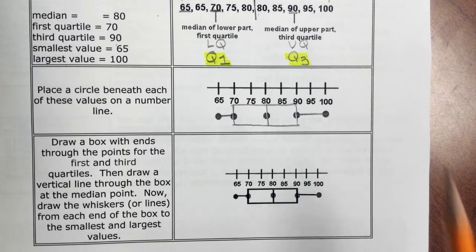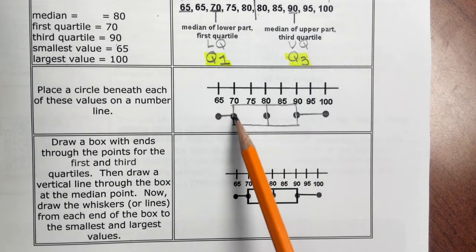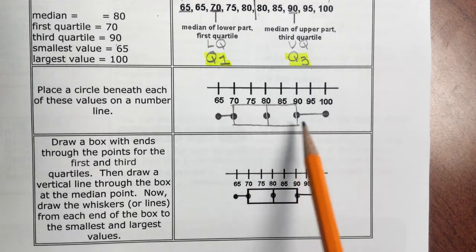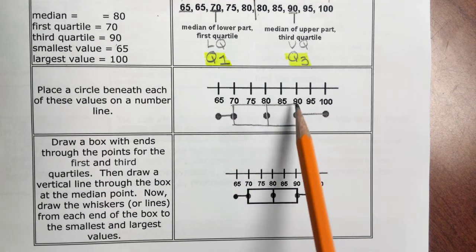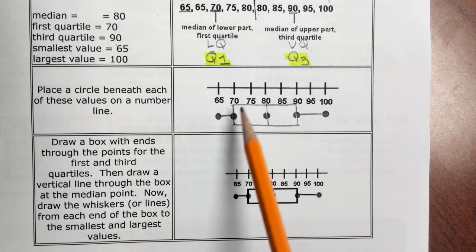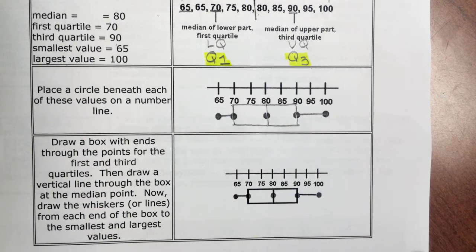And what does this do? This tells us the middle of our data falls between 70 and 90. So while the whole class ranged from 65 to 100 on a test, the middle half of the class went between 70 and 90, which is not too bad.